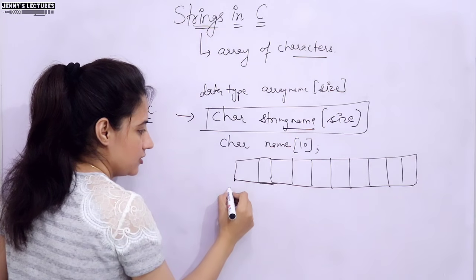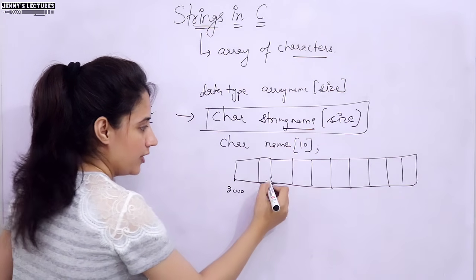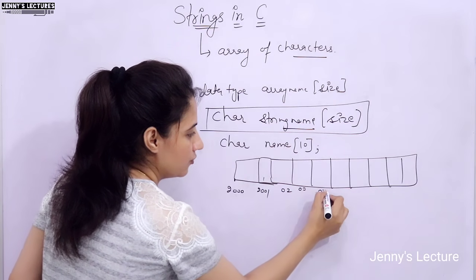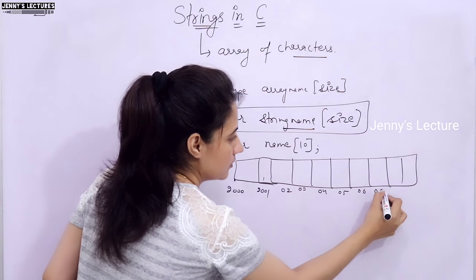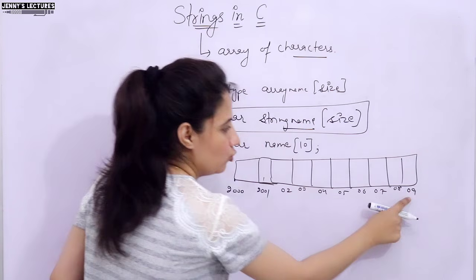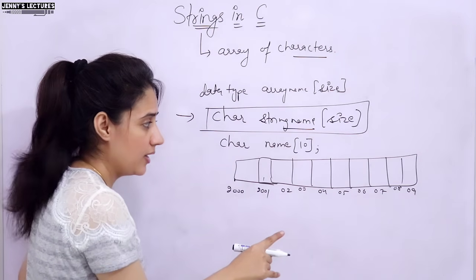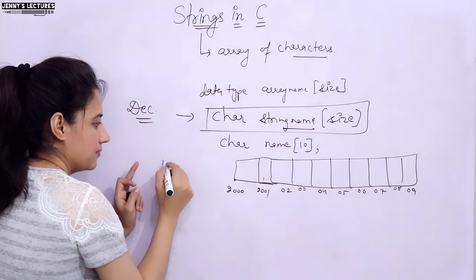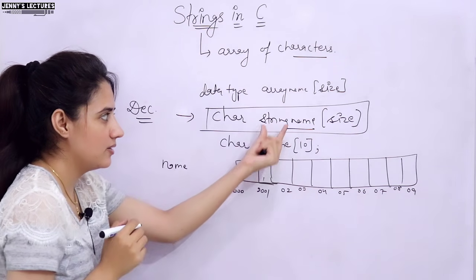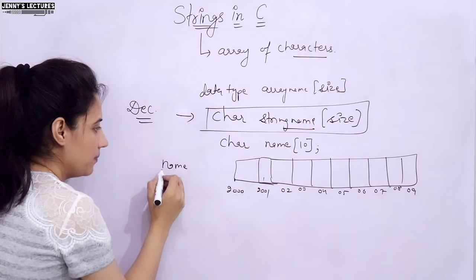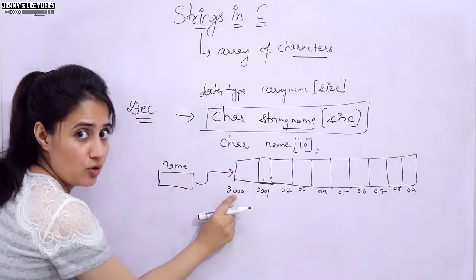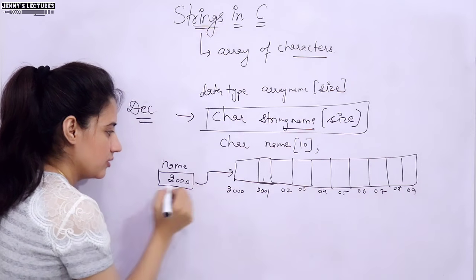Suppose the address is 2000. So the next byte would be 2001, then 2002, 2003, 2004 and up to 2009, something like this, right? So here the name of this string I am taking is just name. And name is containing what? The base address of the string, that is 2000.